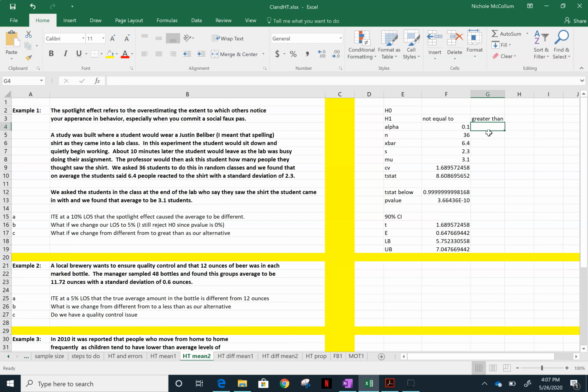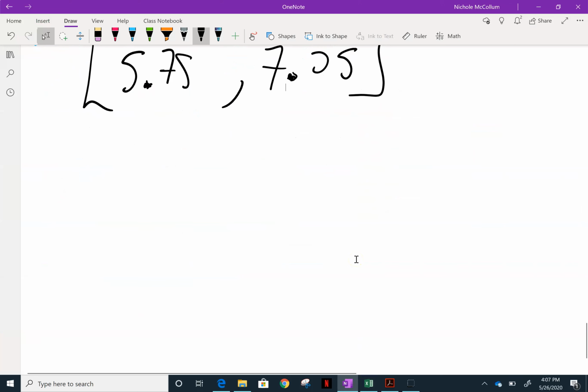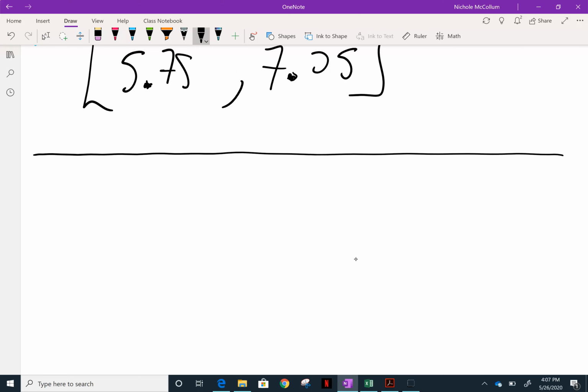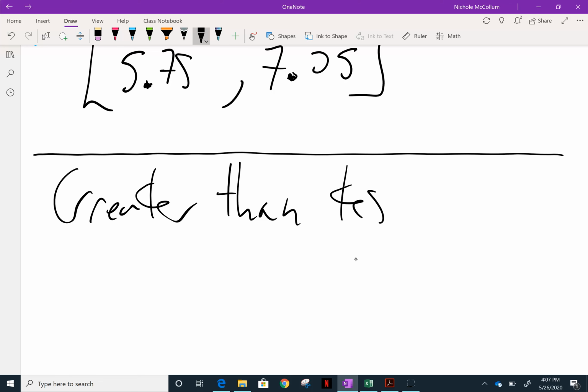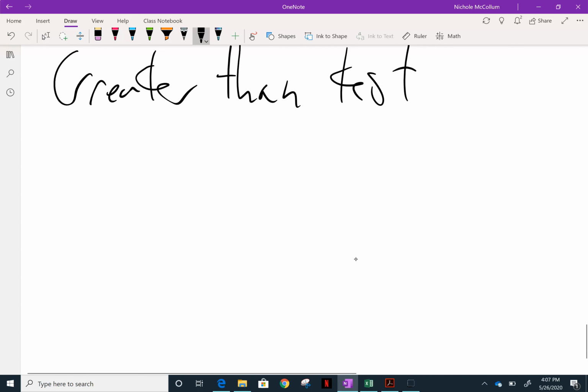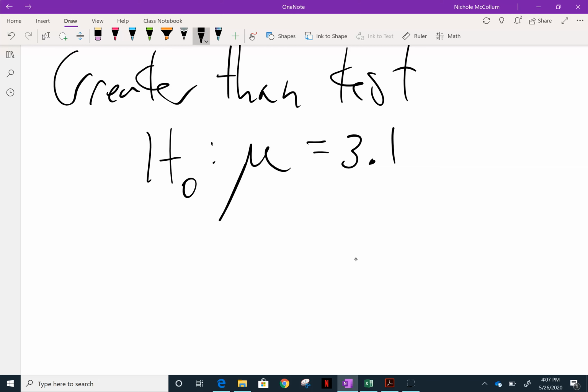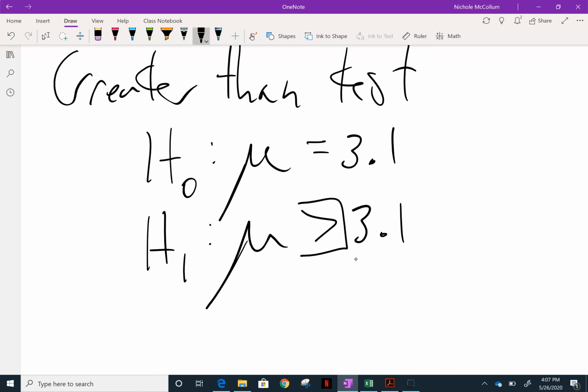Well, the alpha doesn't change. Alpha's 0.1. The only difference, let's think about this. So let's put on our high-level thinking hat. We're switching it to a greater than test. What that means is, again, the national norm is 3.1. We are inspecting the greater than test. In this case, there's a belief that the spotlight effect is over the average. It's overestimating. That's really what it is.